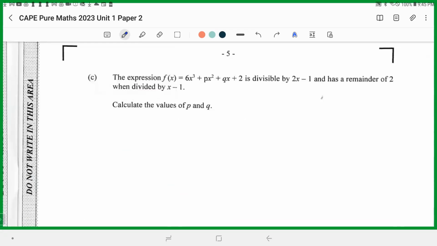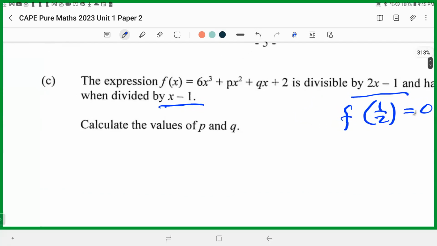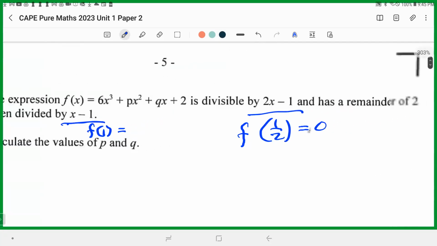So this one says they give us this function f of x. They say it is divisible by this. So if it is divisible by this, this means that f of a half is equal to 0. I'm not teaching, you should know that. It means that f of a half is equal to 0, and it leaves a remainder of 2 when divided by x minus 1. And this statement means that f of 1 is equal to the remainder over here of 2.